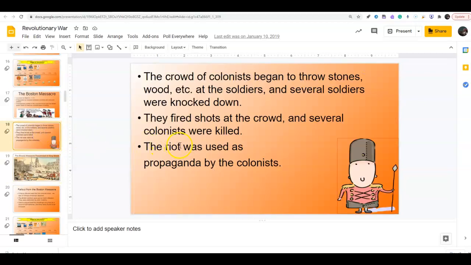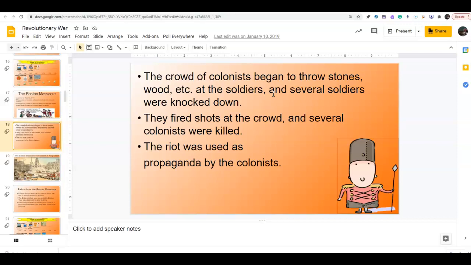What actually happened is you had a crowd of colonists. They began to throw stones, wood, basically anything that they could find. There's reports of them throwing oyster shells, stuff like that. The soldiers get knocked down, and to defend themselves, they actually fire at the crowd. So as a result, this riot was used as propaganda by the colonists.